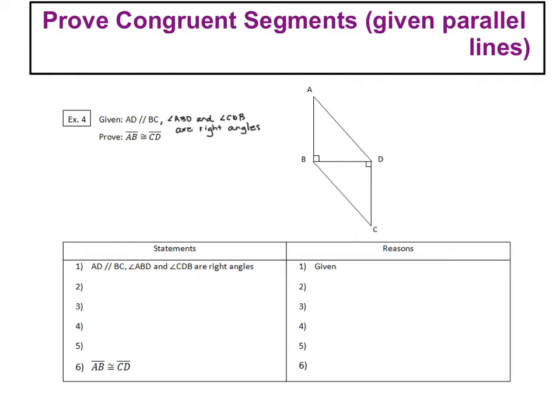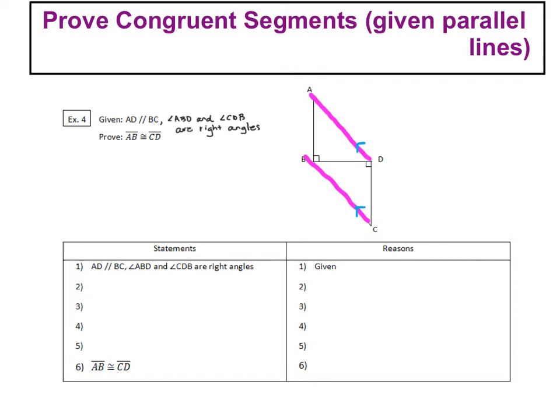Alright, so now we're going to put everything together in a proof, trying to prove that we have some congruent segments when we're given parallel lines. So first, we're given that AD is parallel to BC. I'm going to go ahead and mark that, but I'm also going to mark these, because we're going to talk about a transversal in a minute. But they are parallel lines, so we can also mark in our little parallel arrows right there.